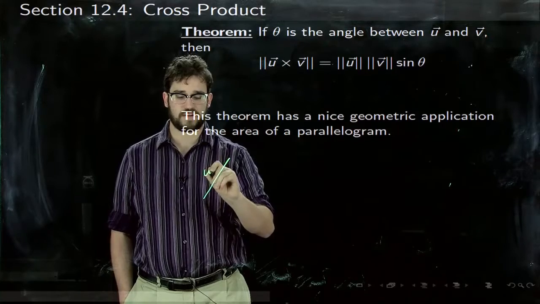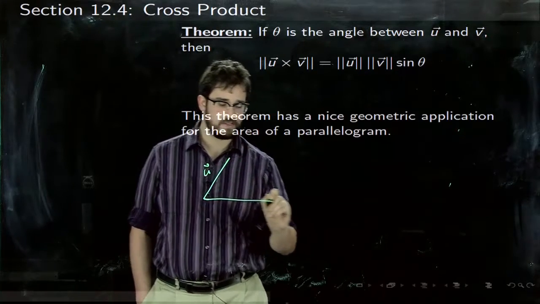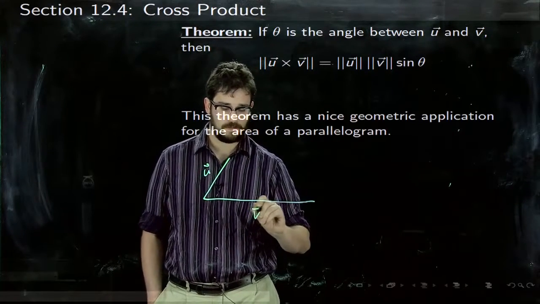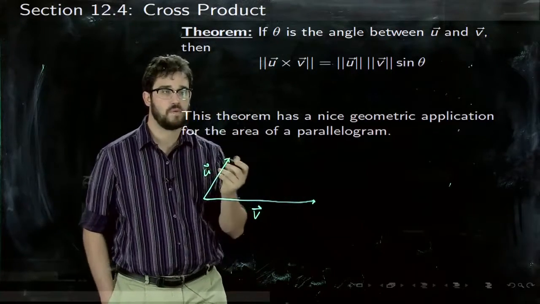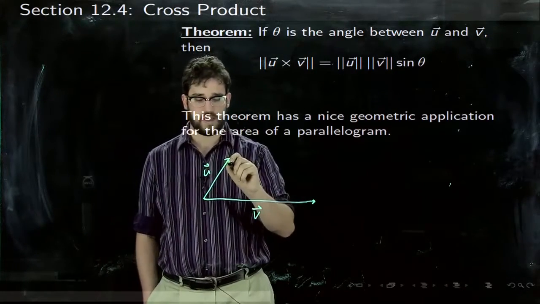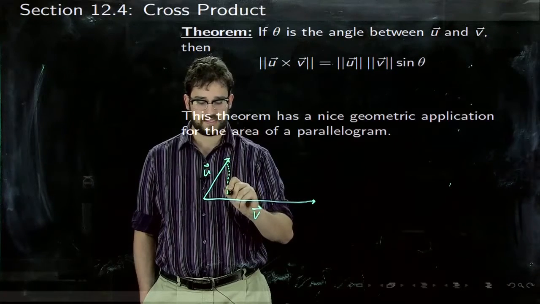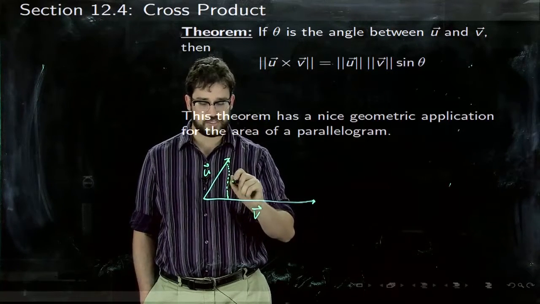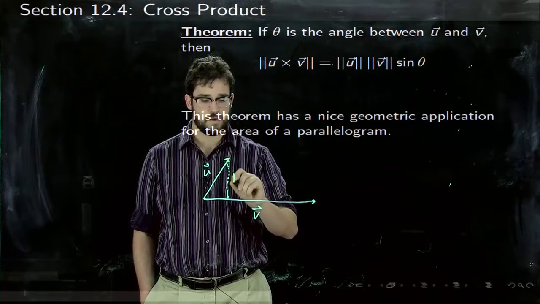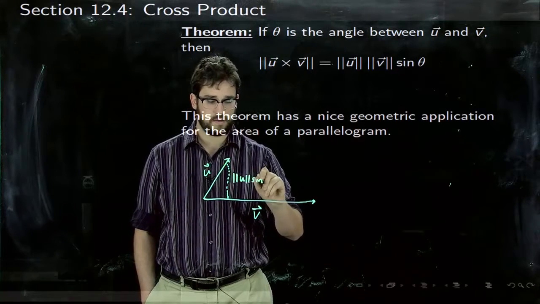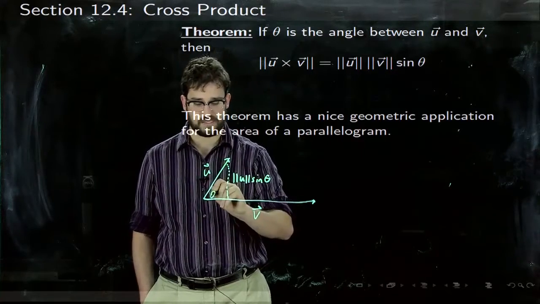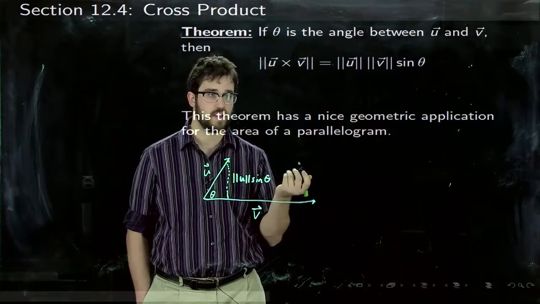Let's have this vector u, and we have this vector v, given by these two parts. Well, knowing our trigonometry, we go down like this, and this is just going to be the magnitude of u sine of theta, if theta is this angle here, correct?